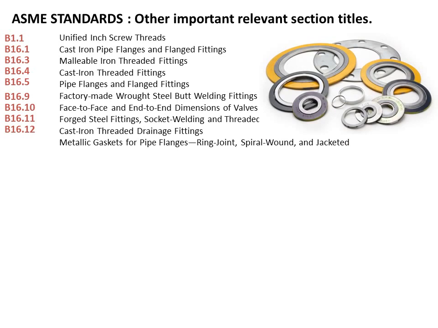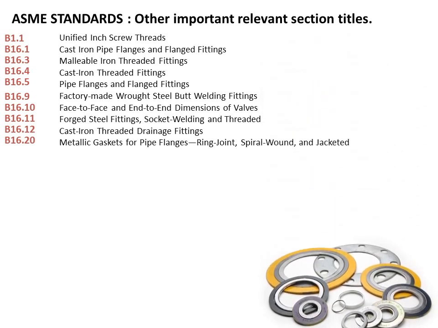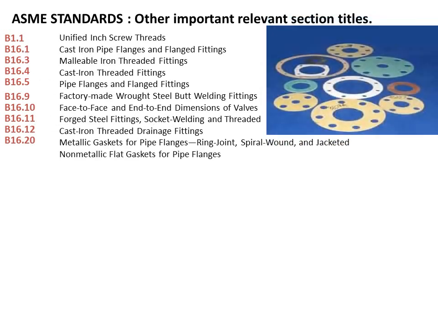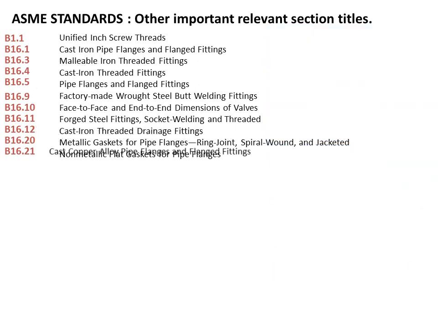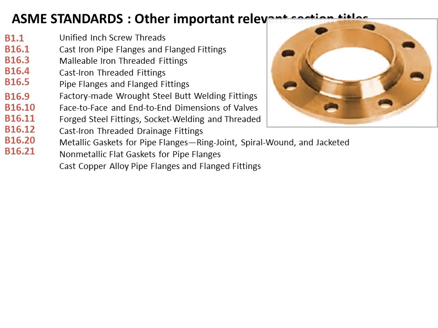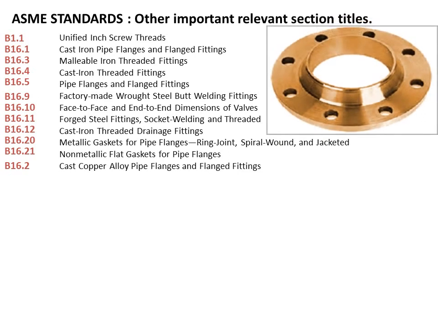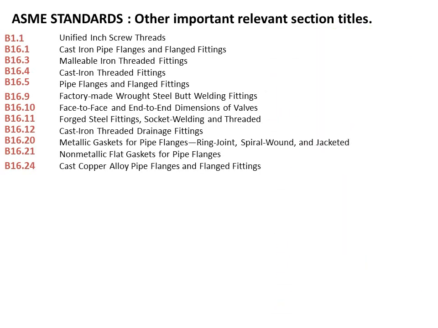So typically there is a standard illustrating all the metallic gaskets for the pipe flanges, and they are contained in B16.20. Non-metallic flat gaskets for pipe flanges: for metallic we have 16.20, for non-metallic we have 16.21. For cast copper alloy pipe flanges and flange fittings, it is 16.24. So it's for the cast copper alloy piping flanges and its fittings.